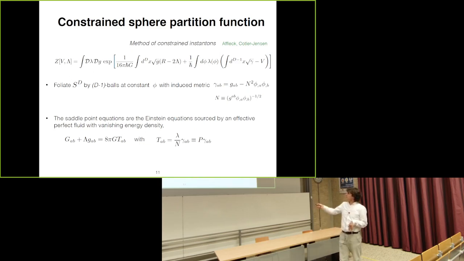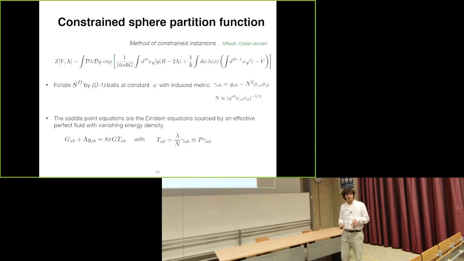So now what we do is we take a saddle point approximation, and in that case you get the Einstein equation from this part. It's actually sourced by an effective perfect fluid because of this term, and the perfect fluid has vanishing energy density, but it has a pressure. So the saddle point equations take this form where the stress tensor is that of a perfect fluid with pressure given by lambda over N.